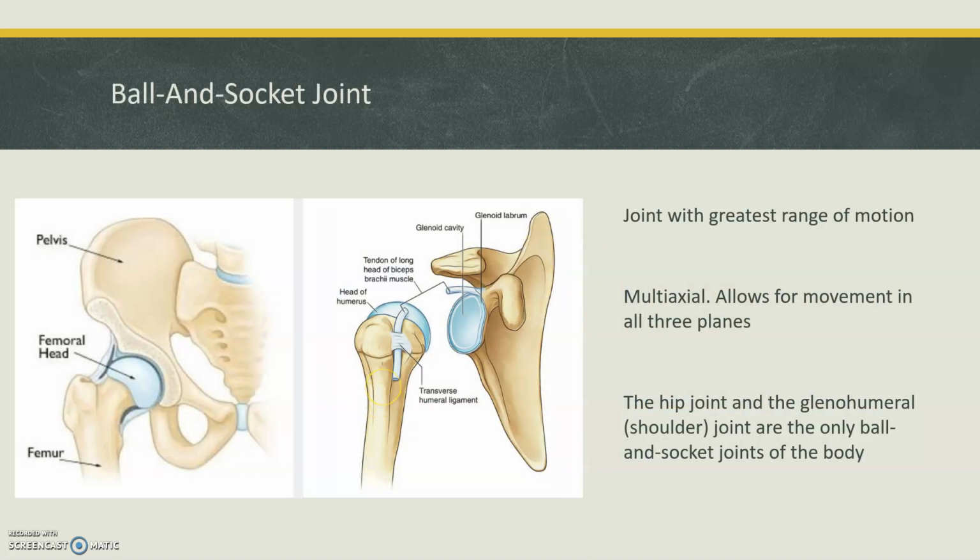And last, the ball and socket joint. This is the joint with the greatest range of motion. It's multi-axial, so it allows for movement in all 3 planes. The only 2 joints in our body that have the ball and socket are the hip joint and the shoulder joint.